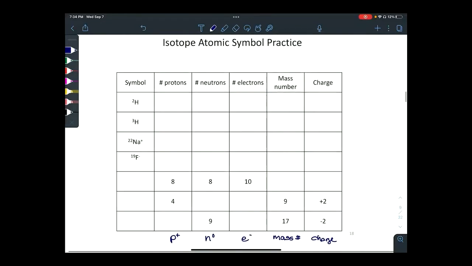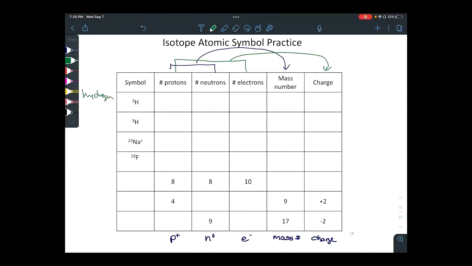All right, so here I give you the symbol and the different subatomics. So just remember, the sum of protons and neutrons is what property? The mass number. The charge relates to the number of protons and the number of electrons. All right, so this first symbol, you can call this hydrogen 2. Because I don't have a charge listed next to it, you can assume the charge is 0.